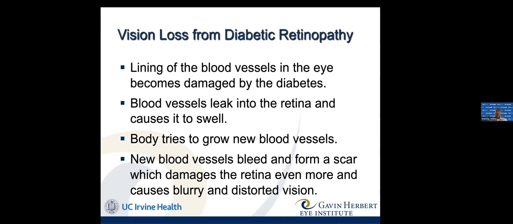The body also tries to grow new blood vessels because it doesn't have enough oxygen to these tissues. So it tries to grow these new blood vessels to get more oxygen to the nerve tissues in the retina. And these new blood vessels bleed and they form a scar, which damages the retina even more, and it causes blurry and distorted vision.